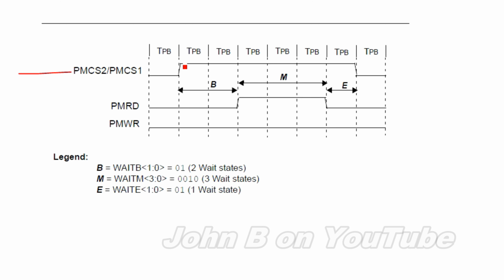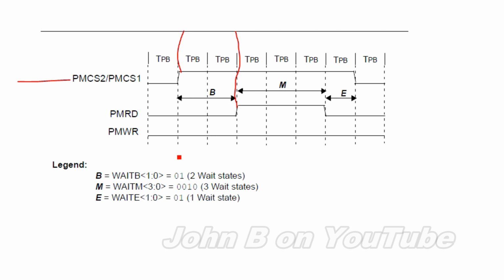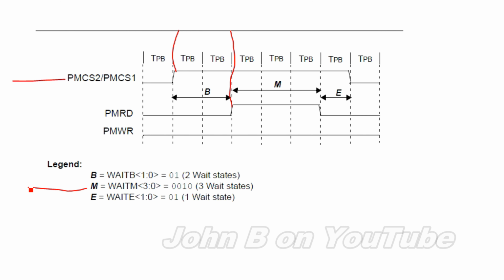So when it has controlled the chip select, in this example, you're waiting 2 cycles before the read strobe. Then the wait M is 3 clock cycles. 1, 2, 3. So the wait M is important. That's the width of the strobe. And then 1 cycle before it turns the chip select off. So what the datasheet is not clear on is if you are controlling the chip select, what happens with wait B and wait E? Presumably nothing.